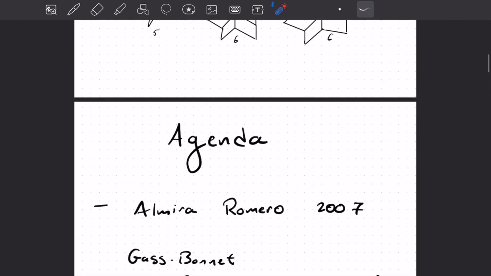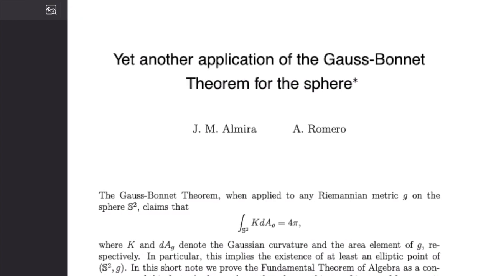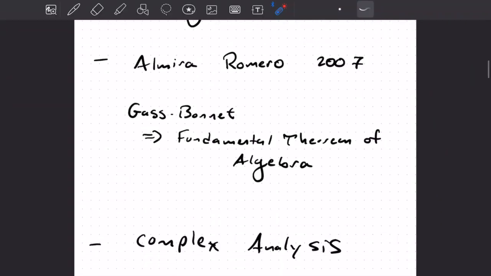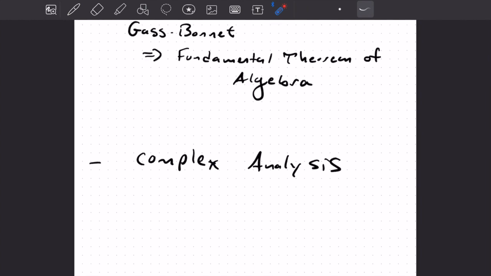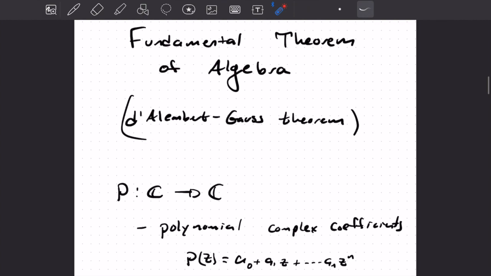before. So in this video, we're going to talk about a paper of Almira and Romero, and it's the Gauss-Bonnet theorem implies the fundamental theorem of algebra. So I'll take a second here and show the picture of the paper, as I like to do. And we'll review some complex analysis. I don't spend a lot of time with complex analysis, so in order to understand this, I needed to refresh some of it. So that's where we'll spend some time, and then we'll accept a few other things as fact as we get into this proof. Okay, so what does the fundamental theorem of algebra say?